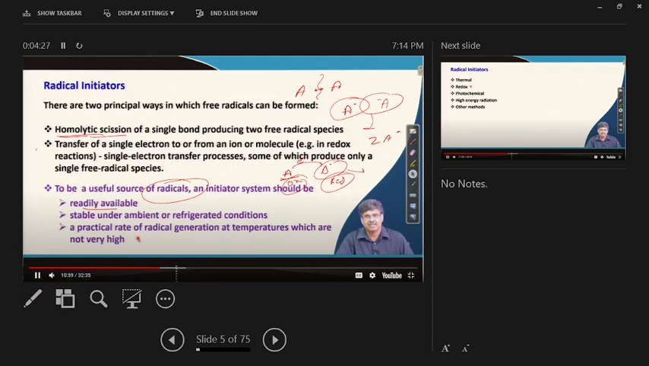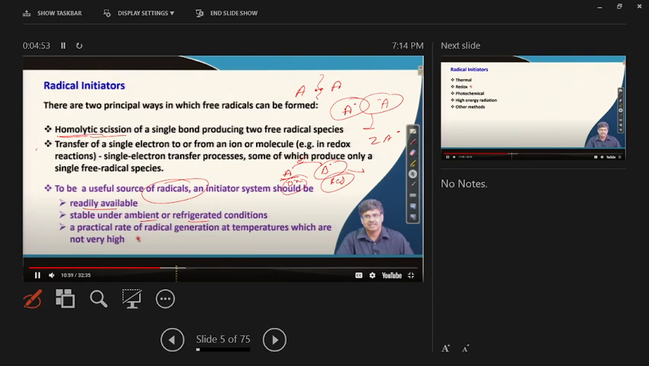That's why we should not choose any radical source which is not stable at ambient conditions. So it should be stable at ambient condition, or at least we can refrigerate it, keep it at a lower temperature, so it will not react like that.